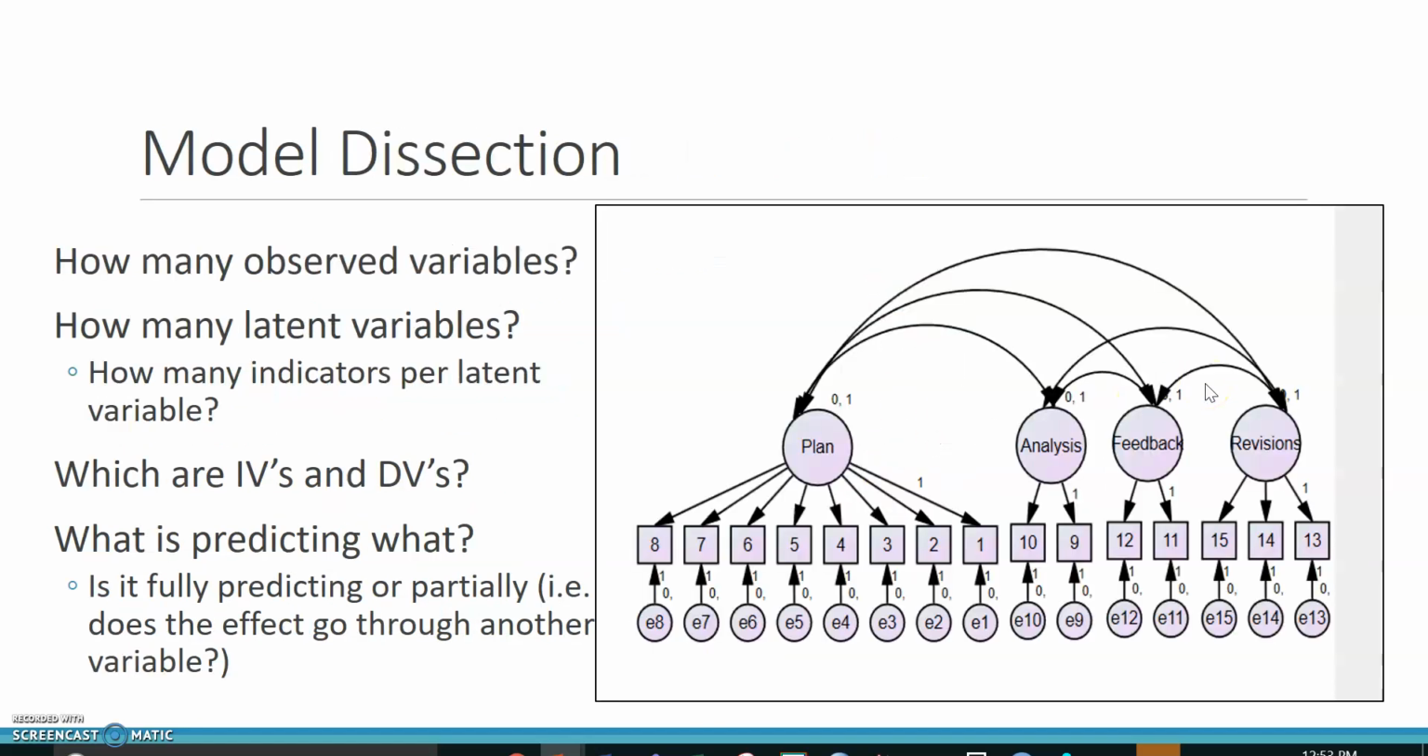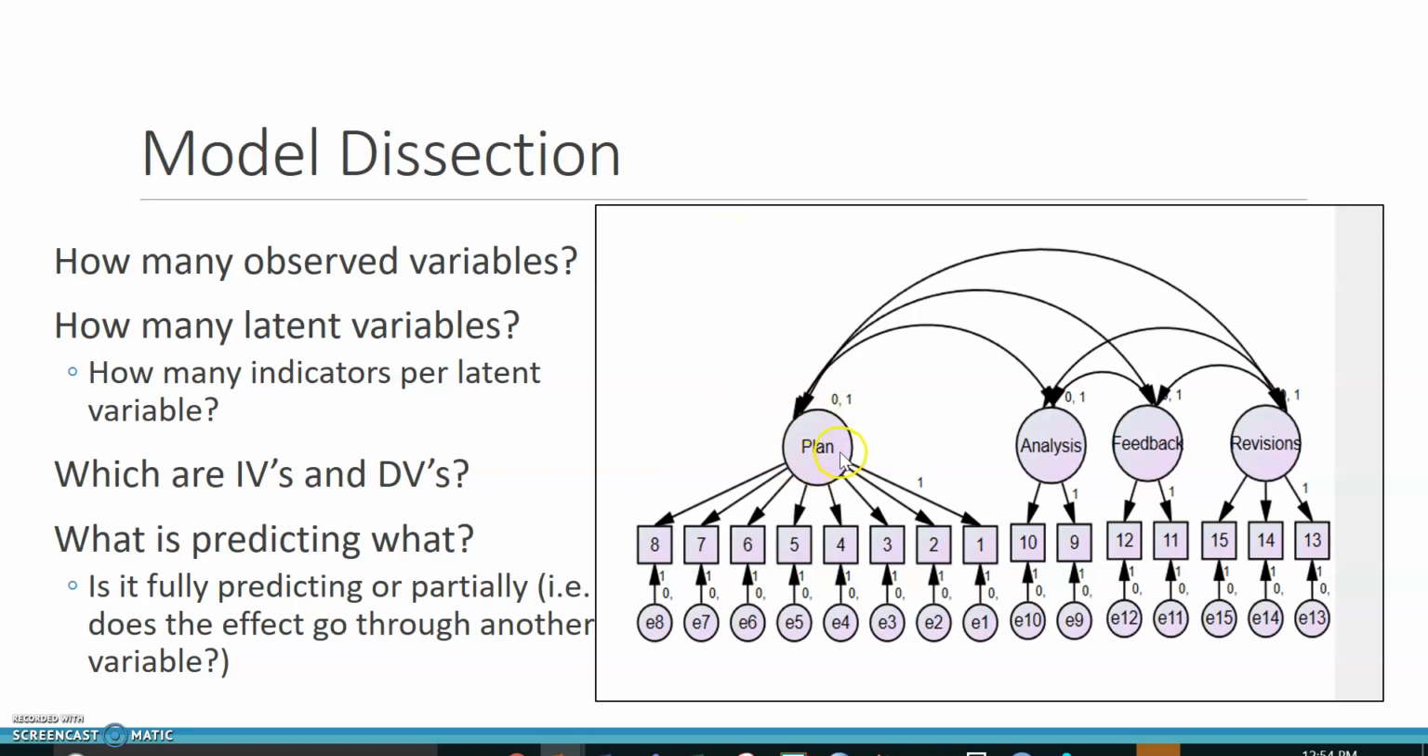Here's another example. In this one, we have only curved lines. We don't have any predictive lines between our latent variables. So plan does not predict analysis. That's not a straight arrow. So this is a CFA, not a full SEM.